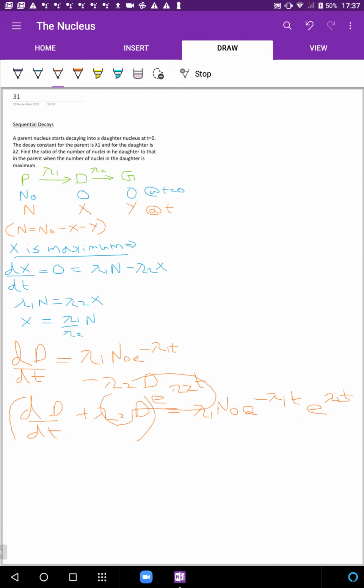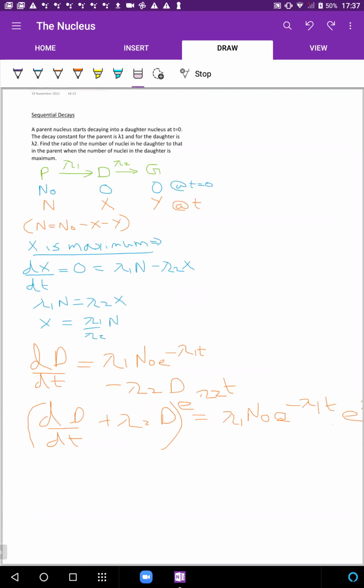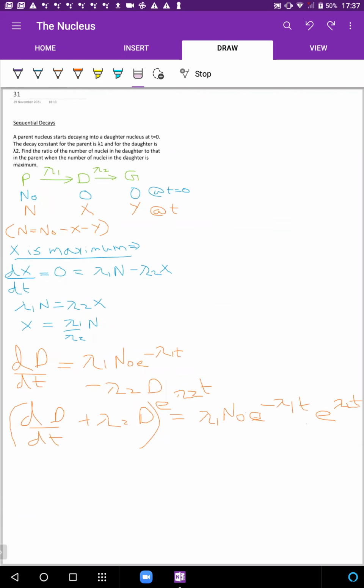This is the derivative of e raised to lambda 2t times B, and that can be integrated. So that will then give you the value of B. And then you can maximize B by putting the derivative as zero. Oh, okay. Oh yeah, that's good. So I'll just repeat that for the benefit of others as well.